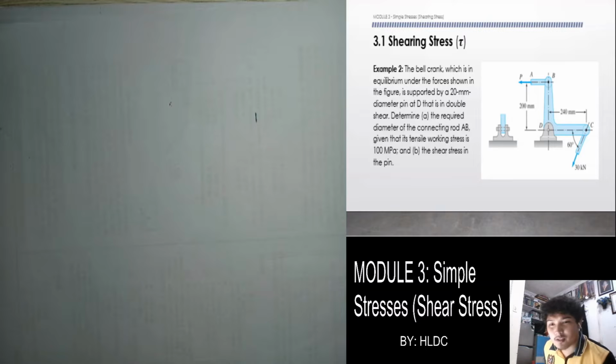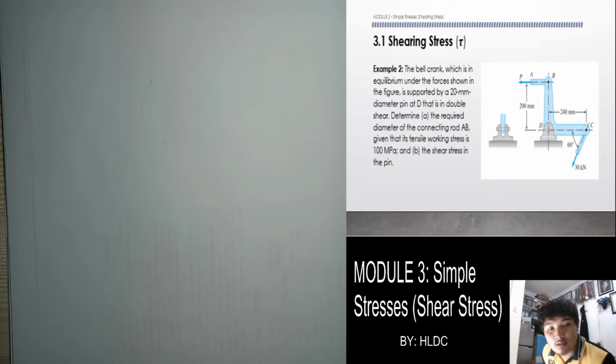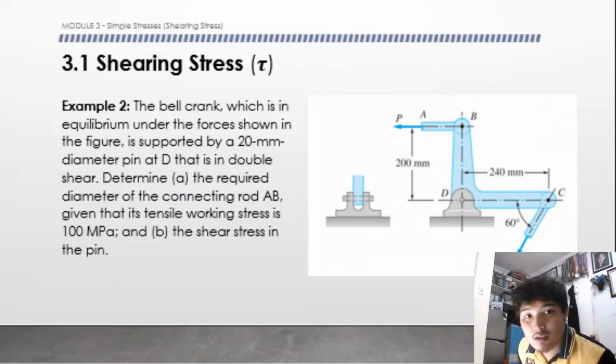Ayan. Anong sabi? Okay, so sabi dito, the bell crank, which is in equilibrium under the forces shown in the figure, is supported by 20 mm diameter pin at D that is in double shear. Determine A, the required diameter of the connecting rod AB, given that its tensile working stress is 100 MPa, and B, the shear stress in the pin.